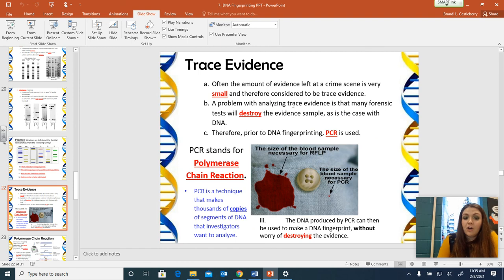And last slide, often the amount of evidence left at a crime scene is very small and therefore considered to be trace evidence. A problem with analyzing trace evidence is that many forensic tests will destroy the evidence sample, as is the case with DNA. So therefore, prior to doing the testing, sometimes we do PCR. I'm going to talk about that more later. So we're going to talk about the issue with trace evidence more tomorrow.